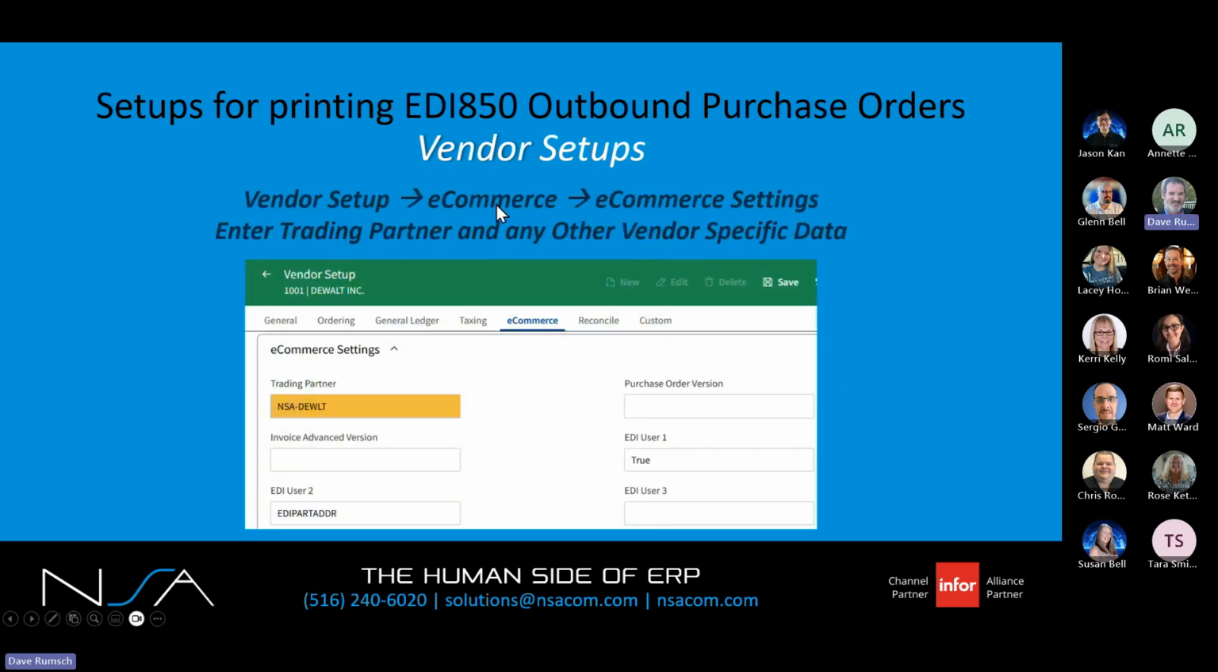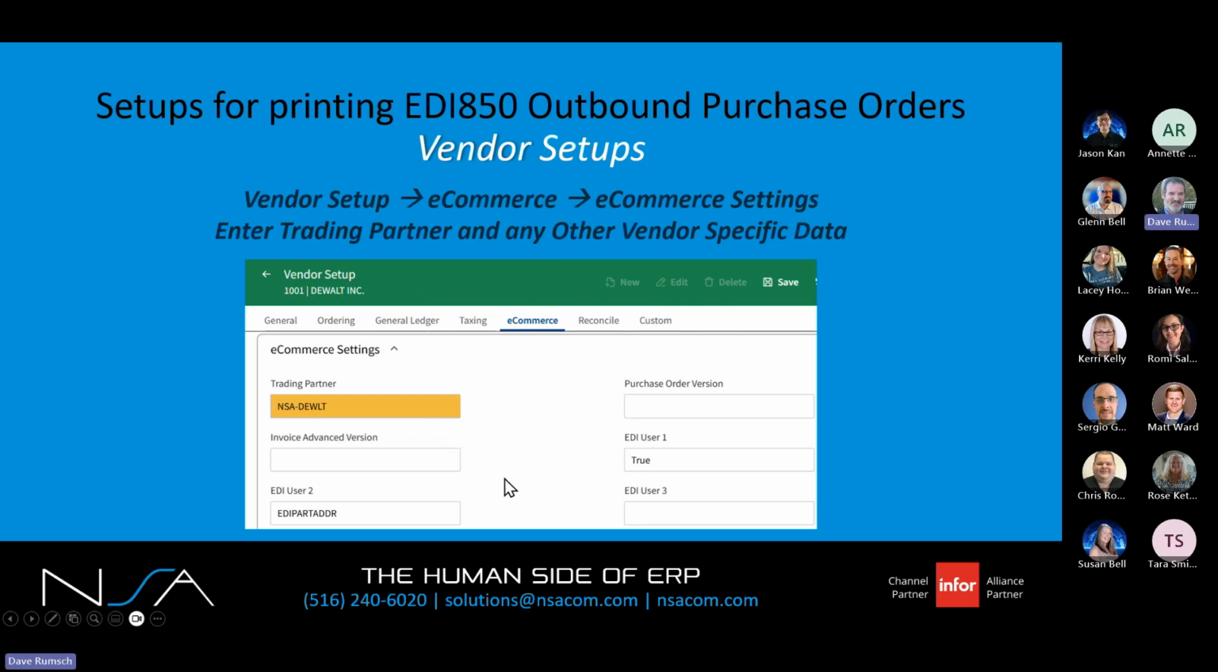Also in the e-commerce page, under e-commerce settings, you've got to enter the trading partner. Trading partners generally are a value that is agreed upon between you and your vendor so that you can recognize each other at the top of each transaction. If that's not agreed upon by both parties, it will not be processed. In this case, I've used something simple like NSA and DEWALT. It can also be the vendor number, and in the Cloud Suite distribution software, we can actually just use the vendor number, but the standard setup would include the trading partner as well.